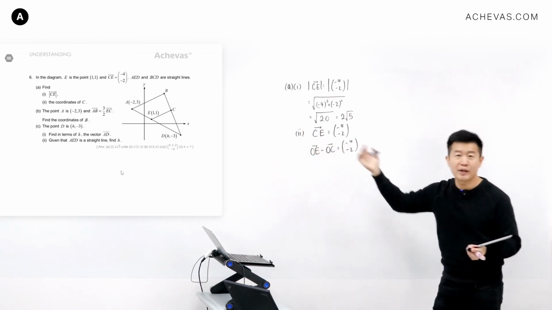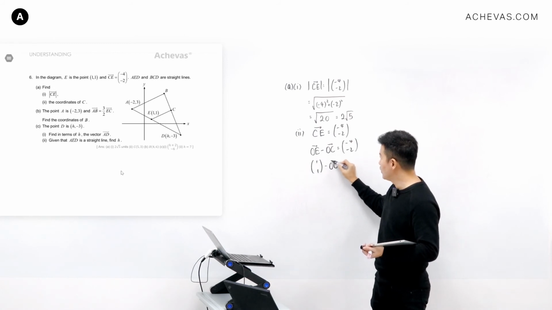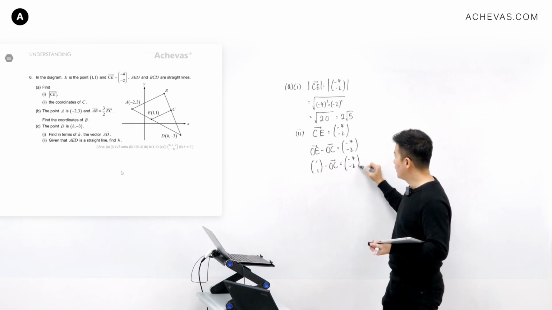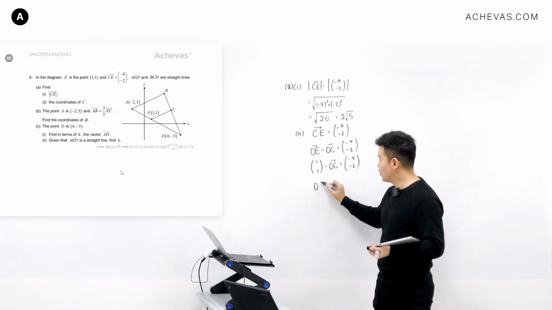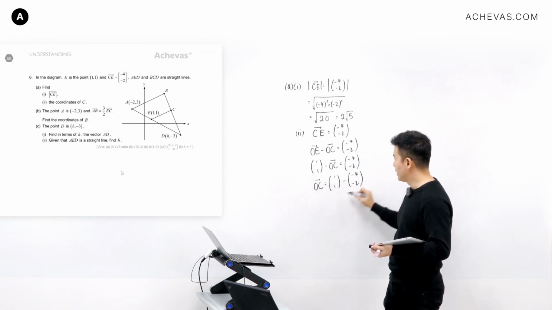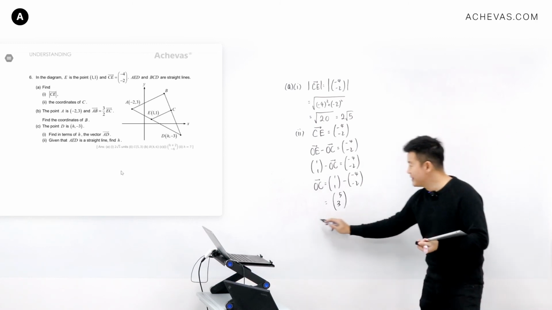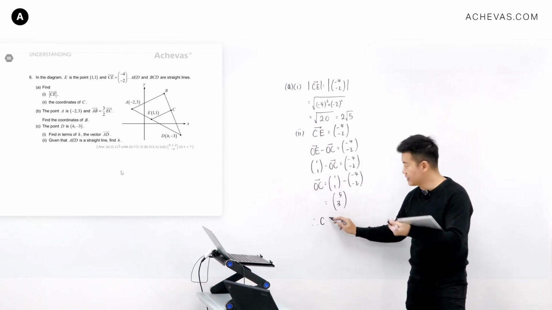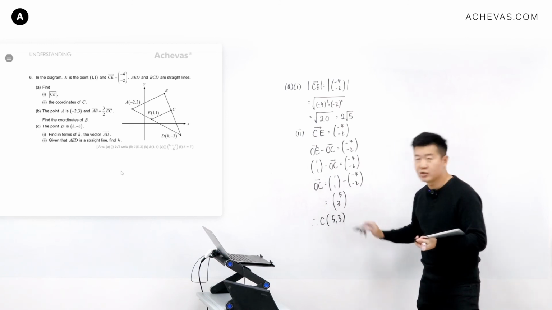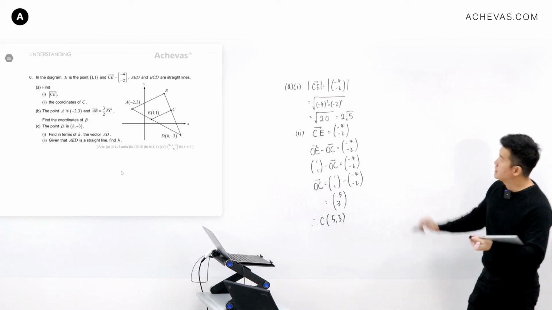With the coordinates of E given to us, OE will be 1, 1, minus OC, which is minus 4, minus 2. This means that OC is going to be 1, 1 minus minus 4, minus 2, so this will give us 5 and 3. OC is going to be 5, 3, which means that the coordinates of C, which is what the question is asking for, is 5, 3. So that is part 2.